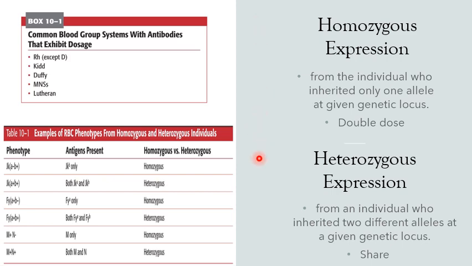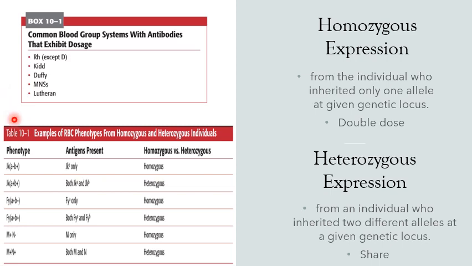Heterozygous expression is from an individual who inherited 2 different alleles at a given genetic locus. So, in heterozygous expression, the alleles share the available antigen sites on the cell surface. These are the common blood group systems with antibodies that exhibit dosage: the RH, except D, Kidd, Duffy, MNSs, and Lutheran blood groups.